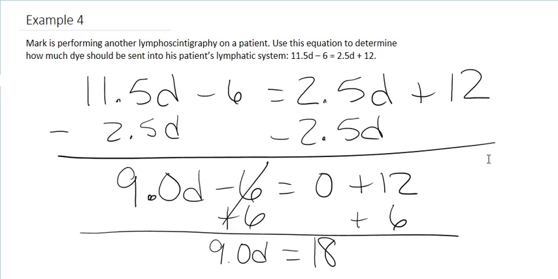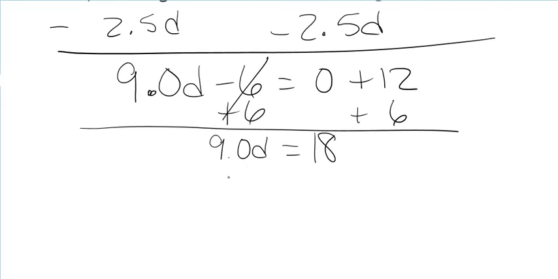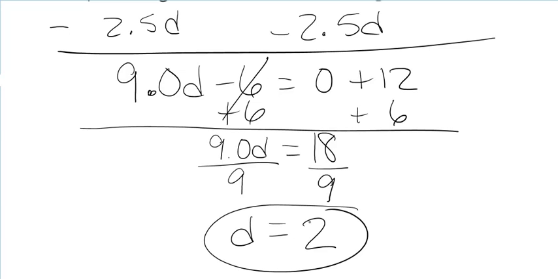So in our final step, we will need to divide. So we can just divide by 9 on both sides. So now we're left with d on the left-hand side. Now 18 divided by 9 is 2. This is our final solution.